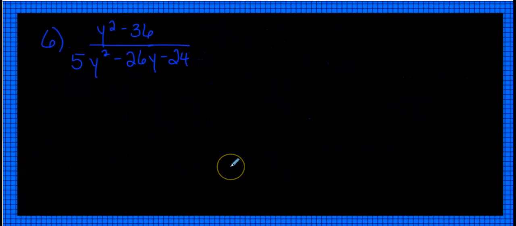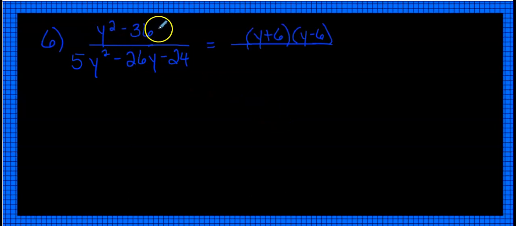All right, so number 6, I would like for you to at least factor the numerator, and then for the denominator, you're going to have to factor this into two binomials. You're going to have to split that middle term. So you're going to multiply the 5 times the negative 24 and then look at the negative 26. If you can't do that, then you can follow along with me, but pause your video and see if you can at least factor the y squared minus 36.